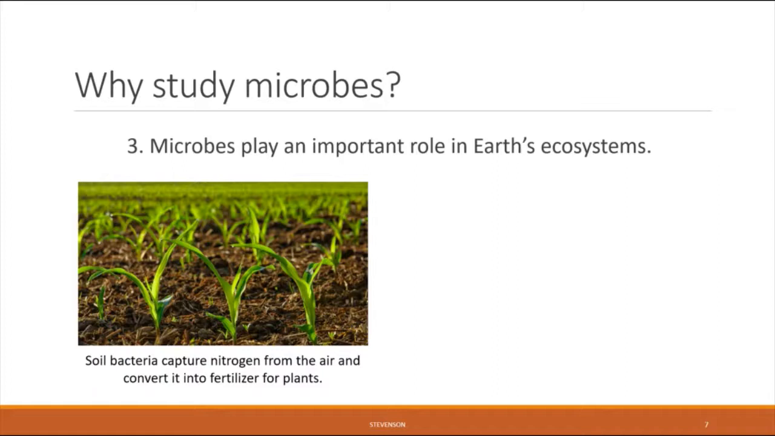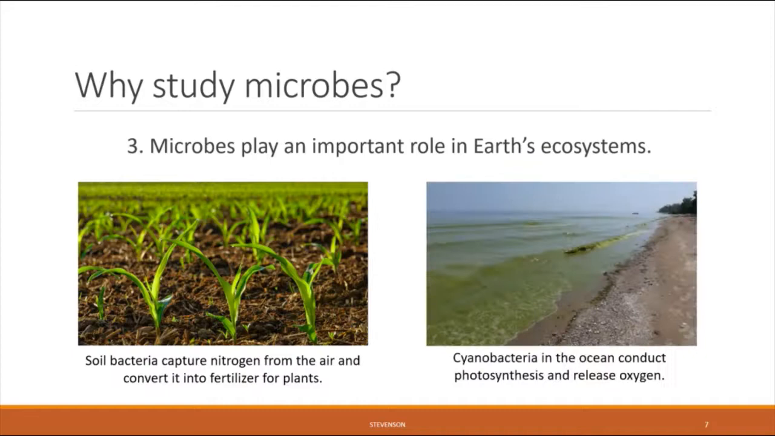But that nitrogen gas is very important to get out of the atmosphere and down into the soil so that it can be used by plants in forms that can fertilize them. And it turns out that soil bacteria are the only type of organism that is capable of taking in nitrogen gas from the atmosphere and transforming it into these fertilizer type forms that the plants can then suck up. Another specific type of bacteria that plays an important role in our lives are cyanobacteria. Cyanobacteria are aquatic bacteria that live in bodies of water and especially the ocean.